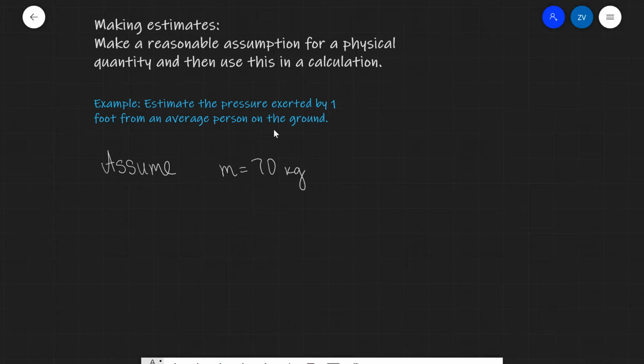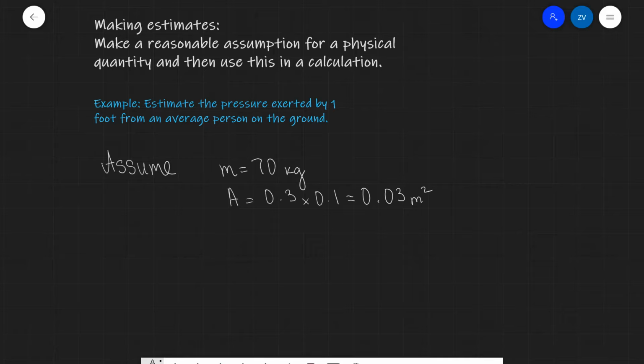Now, this is not really enough to answer this question because we don't really know the area of a shoe. So let's just assume that the area is, let's say, 30 centimeters by 10 centimeters. So let's just say that the area is 0.3 meters times 0.1 meters. So 30 by 10 centimeters, when converted to meters, is 0.3 times 0.1, which simply gives us 0.03 meters squared.